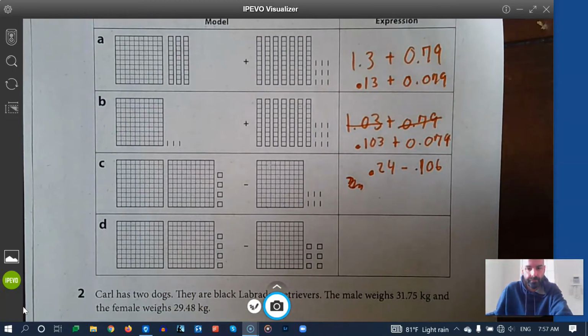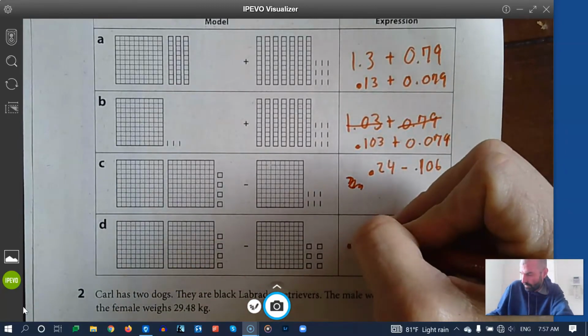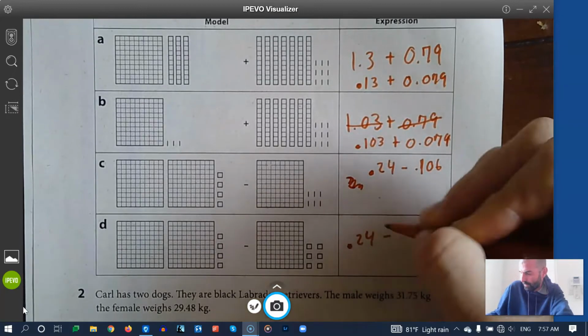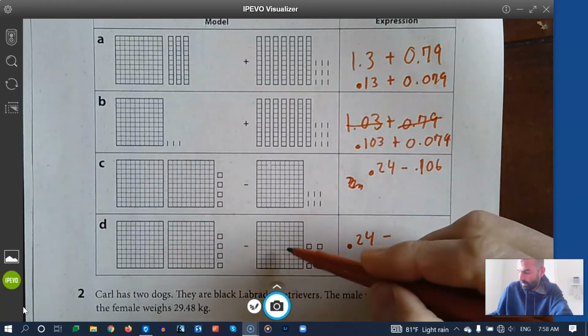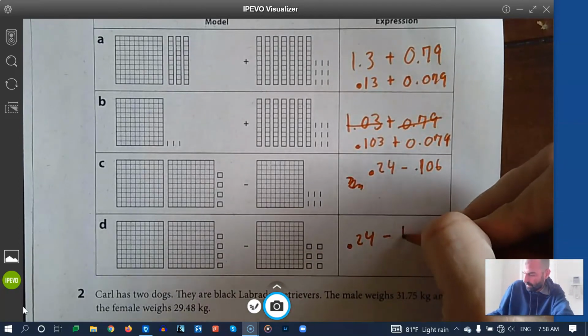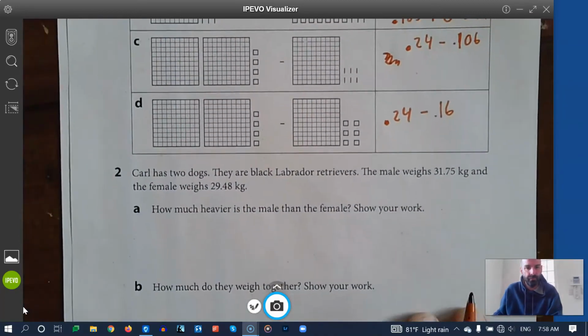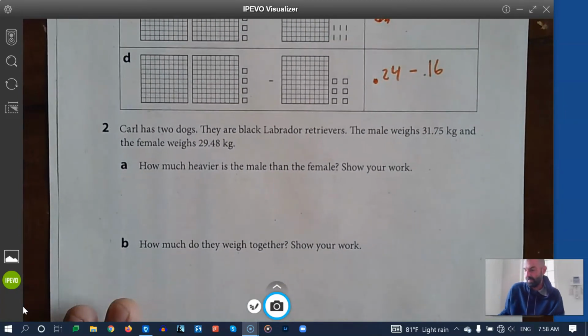Writing the expression there. 3, 2, 1. We have 2 tenths. It's the same as that. So we have 24 hundredths minus. We have a tenth, and now we just have hundredths, and that's 6 hundredths. So 16 hundredths. Okay. Good thing I cleared up that confusion for myself and for everyone else. Now let's look at number 2.